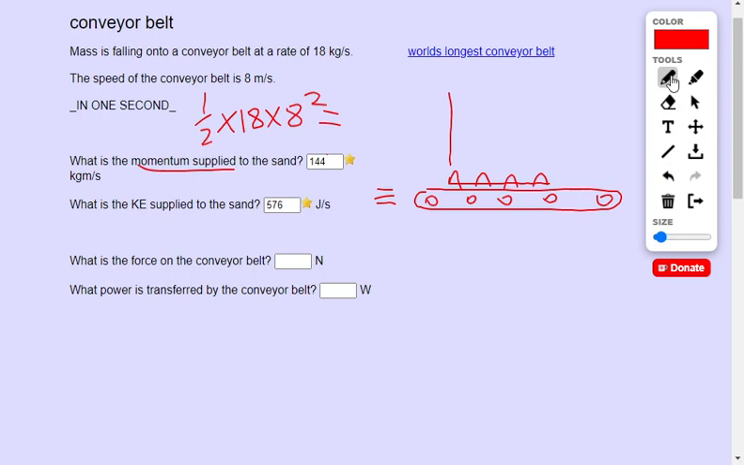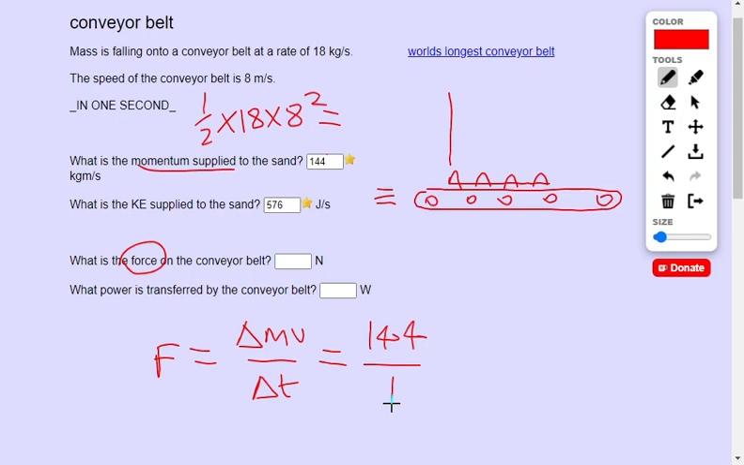Now, the force on the conveyor belt, let's think about that. Force is the rate of change of momentum, and that's something that we've just figured out. We literally just worked out in the first step the momentum per second. So that is 144 divided by 1 second. So the force is the momentum per second.